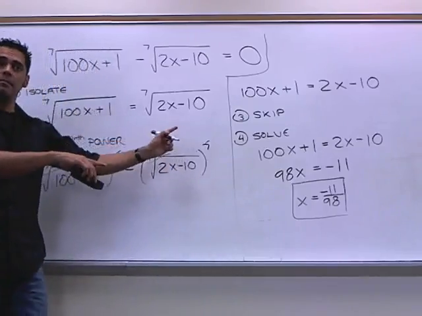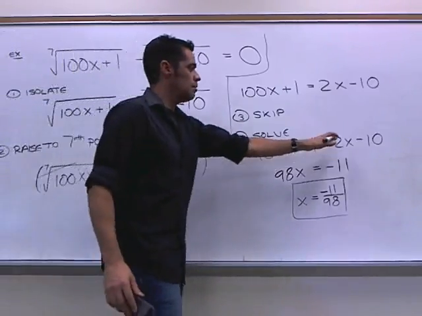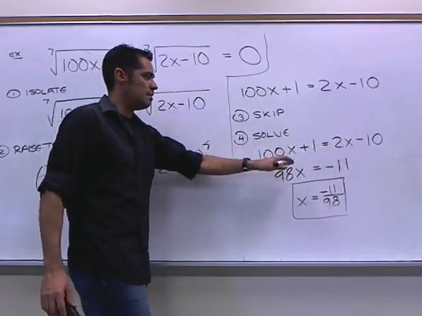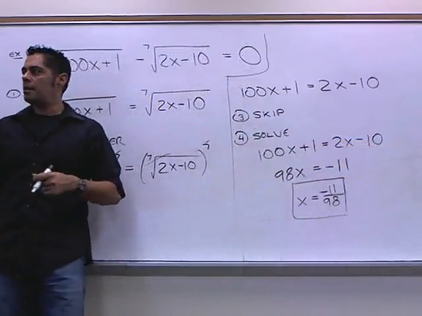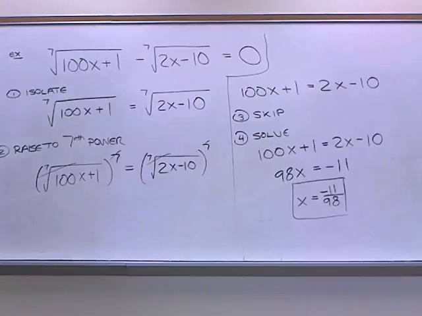Questions on this step? 2x, subtract on both sides, 98. Take the 1 off this side, subtract 1, subtract 1. Divide through by 98. Shall we check?